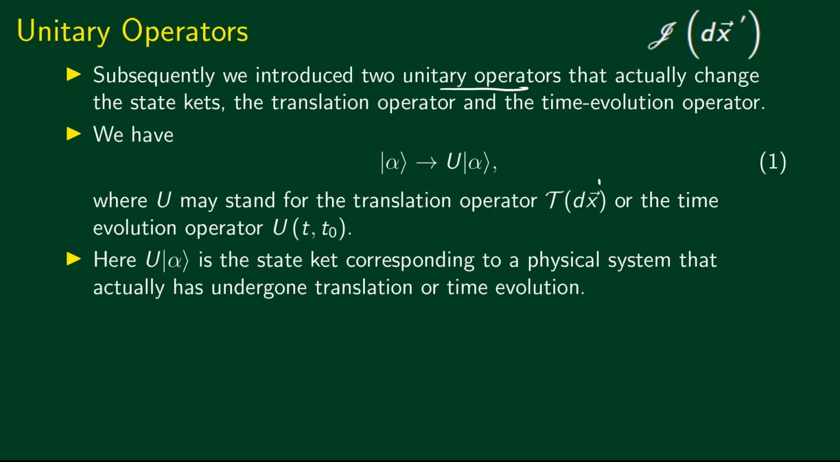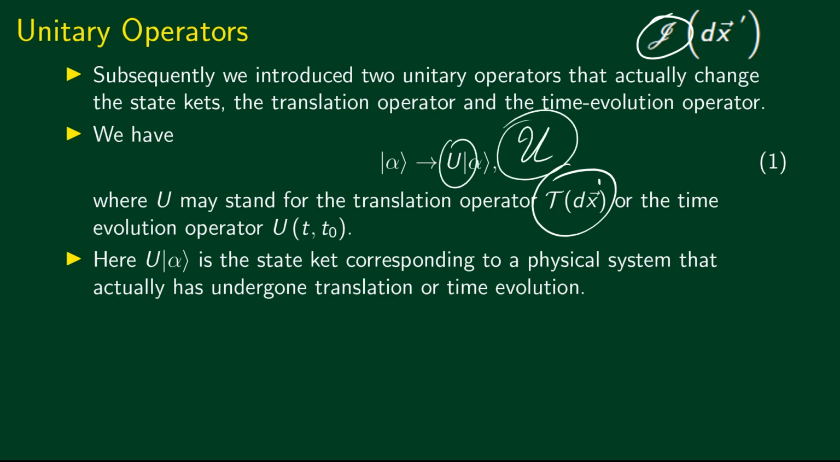Because some of the later sections I have already recorded, and in those the notations may be different, right? So this need not cause any confusion. This or this, it's the same translation operator. This U or that other U, these are time evolution operators. Now here we have used U for general unitary operators. For the time evolution operator, we'll write U of t comma t0.